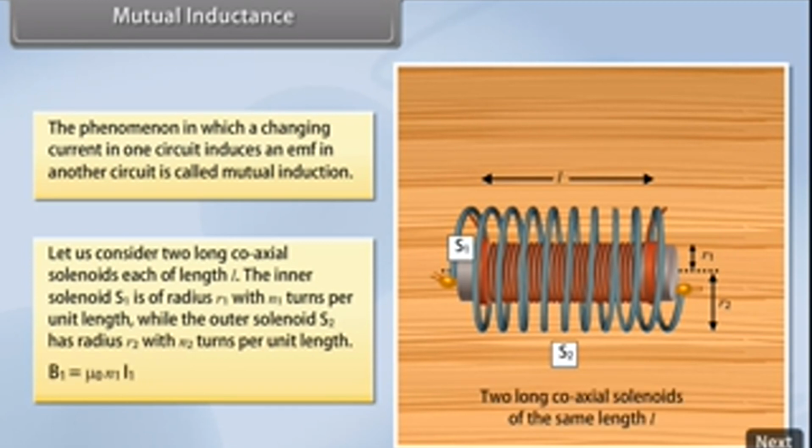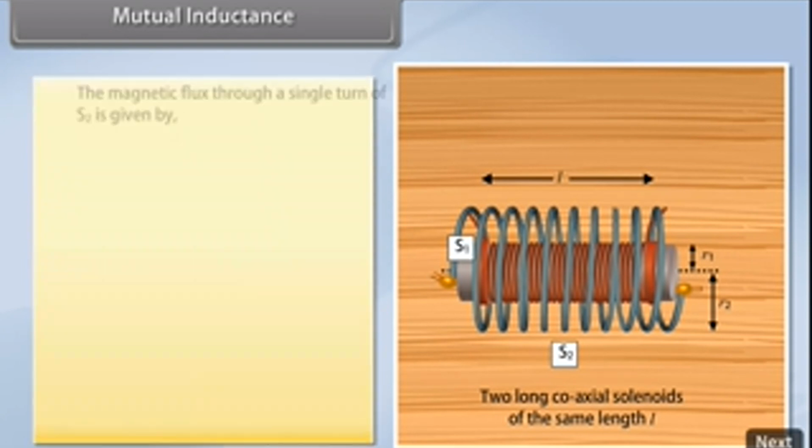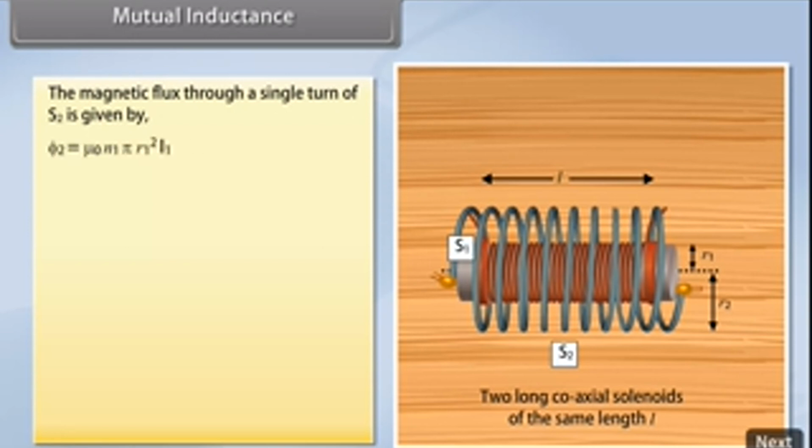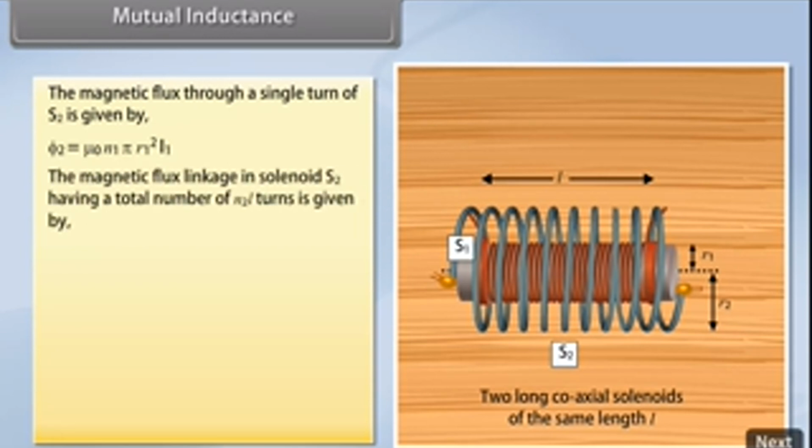B1 is equal to the product of mu naught, N1 and I1. The magnetic flux through a single turn of S2 is given by mu naught N1 pi R1 square I1. The magnetic flux linkage in solenoid S2, having a total number of N2L turns, is given by mu naught N1 N2L pi R1 square I1.